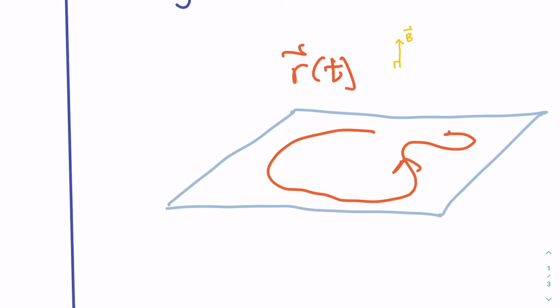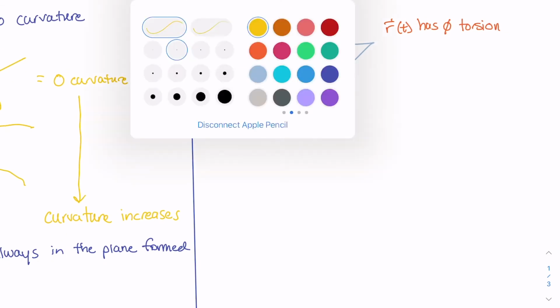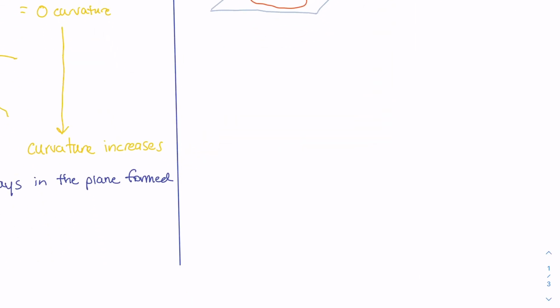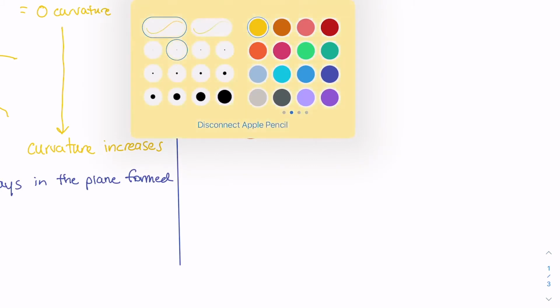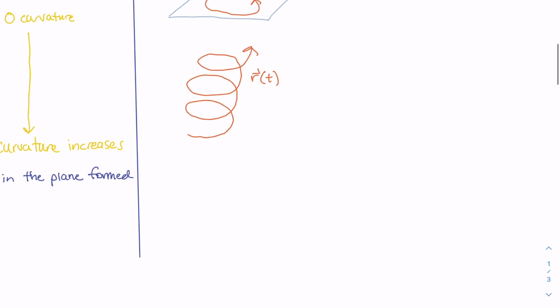Let me put that right there. And now let me draw another example curve. Let's go back to our helix. If that's r of t, then there's no plane that you could fit this entire curve into, right? The T and N vectors will never always be in the same plane. T and N are always going to be creating new planes as you travel along r of t. And so that would mean that this curve does have some amount of torsion. So in this curve, torsion would exist.